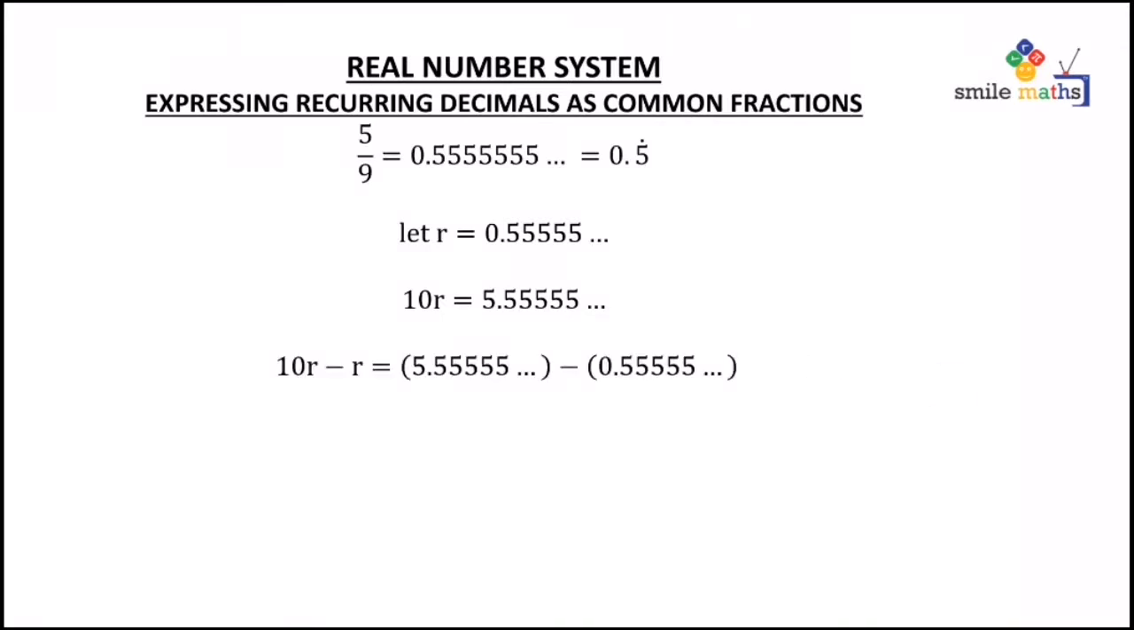We are going to do 10r minus r, which means we are going to have 5.555 recurring minus 0.555 recurring. And of course 10r minus r is going to give us 9r, and 5.555 recurring minus 0.555 recurring. The recurring cancels each other out. We have 5 minus 0 giving us 5. So we divide through by 9, then r becomes 5 over 9. So that's how we got 5 over 9.